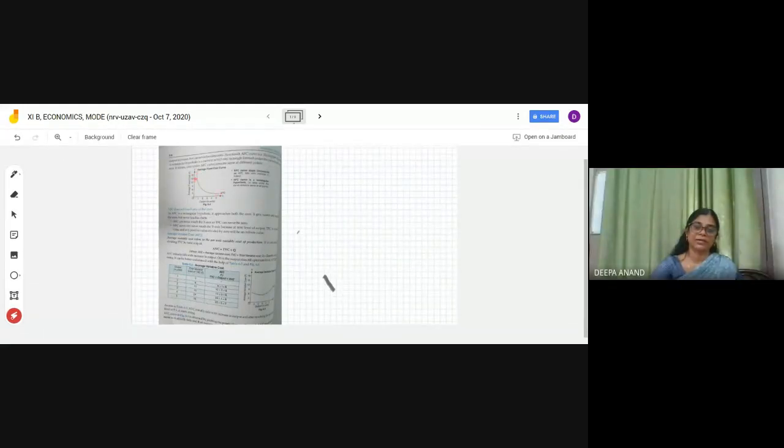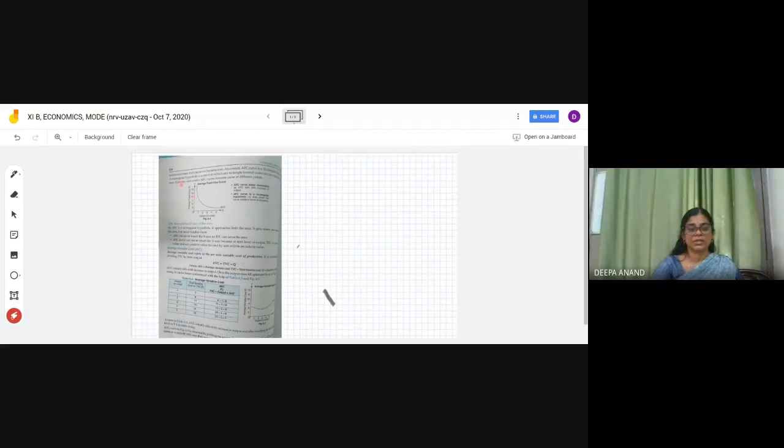The area, so you can form a rectangle and the area of each rectangle will be the same. So you just understand the shape is a rectangular hyperbola. And this is what we have seen yesterday. What is average fixed cost? Average fixed cost is total fixed cost upon output. And this is the shape. Draw the graph roughly in your note.